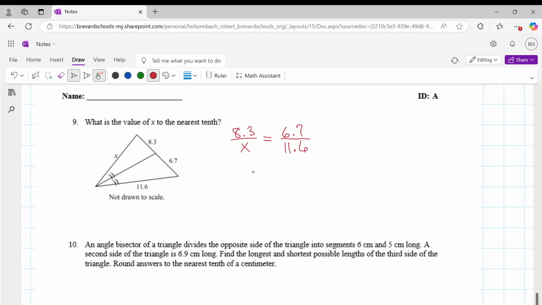So I'm going to crisscross multiply. 6.7x is equal to 8.3 times 11.6 equals 96.3. And then divide each side by 6.7. So this x is equal to 14.4.